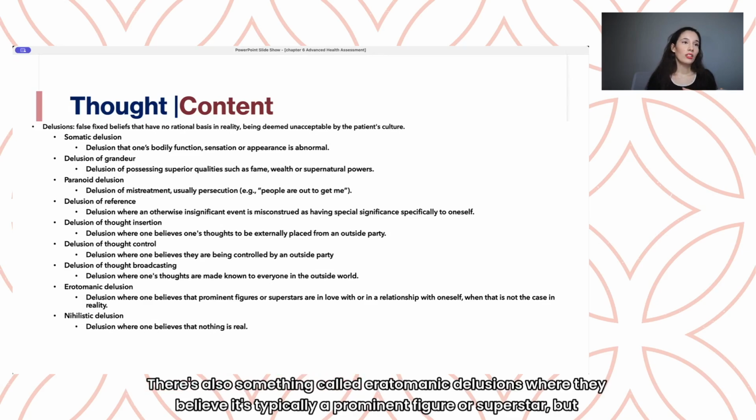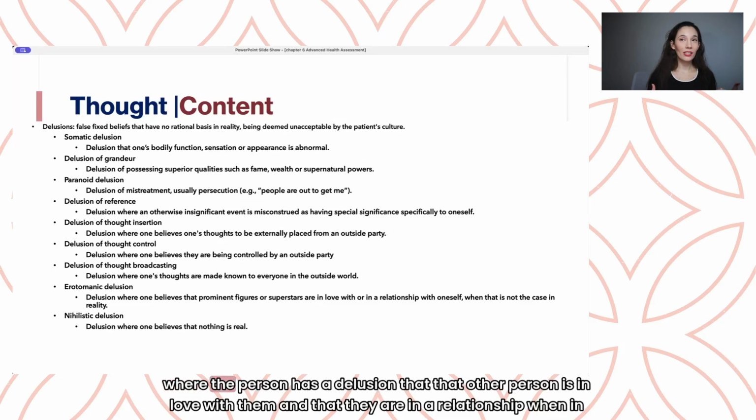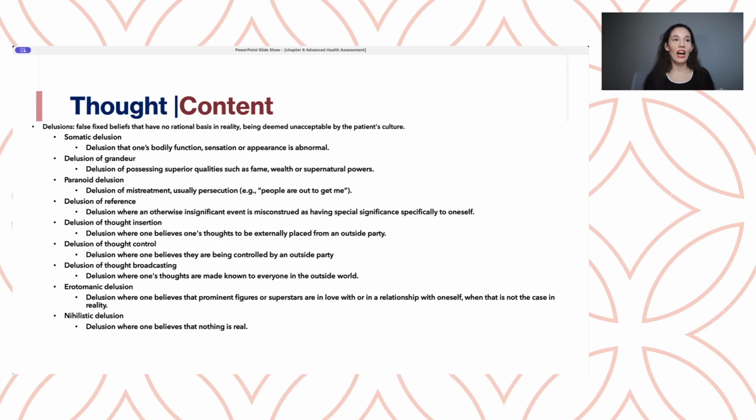There's also something called erotomanic delusions, where they believe, typically about a prominent figure or superstar, but it doesn't have to be. This is kind of common with people who get stalked, where the person has a delusion that the other person is in love with them and that they are in a relationship, when in fact they're not, right? We've seen this on the news where somebody will break into a celebrity's home and be screaming, we're married, I love you, whatever, right? They have erotomanic delusions.